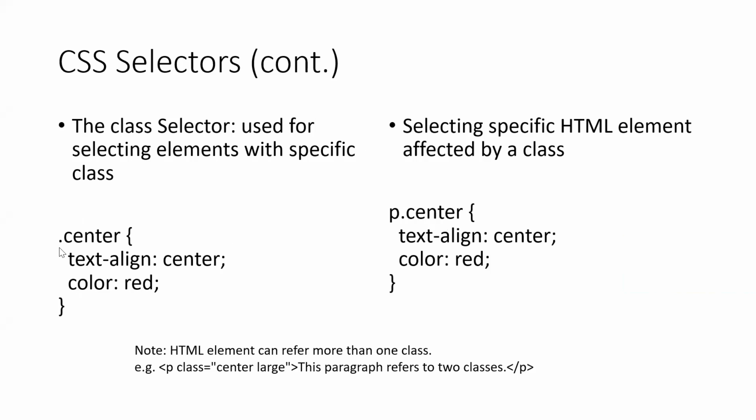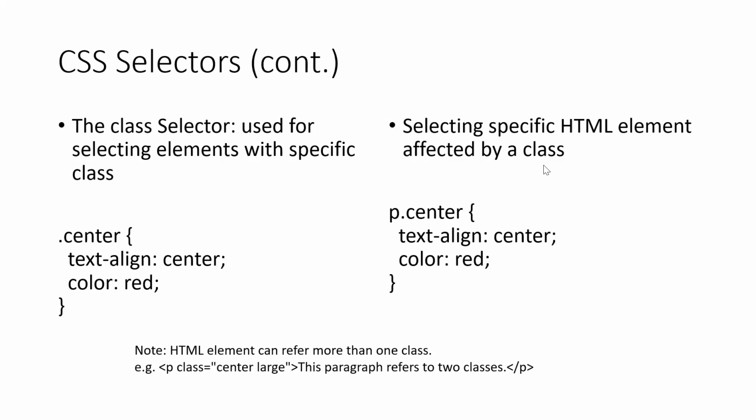Now, for example, class we define with the dot here, and dot center means like we are defining a class called center and we align the text into center and color is red, right? Now, for example, you can define multiple classes and one tag may belong to more than one class. Now, for example, here in example, we define two classes. Class, we can say center and large, which means we are going to make use of two classes, apply these styles into paragraph.